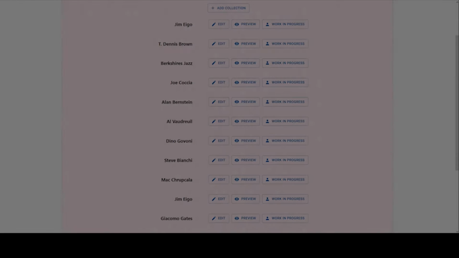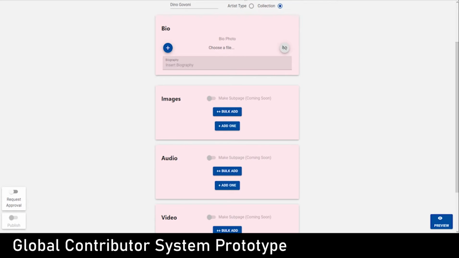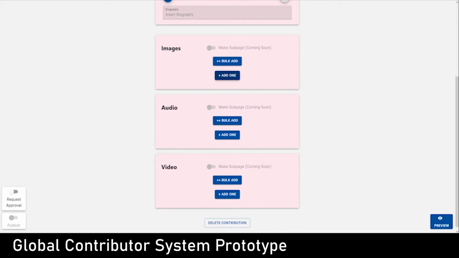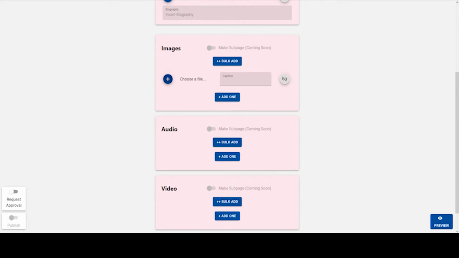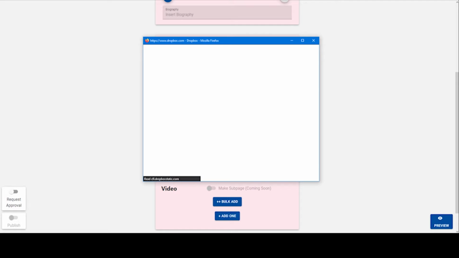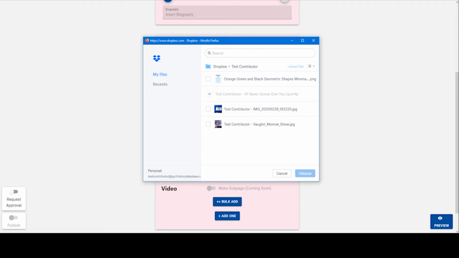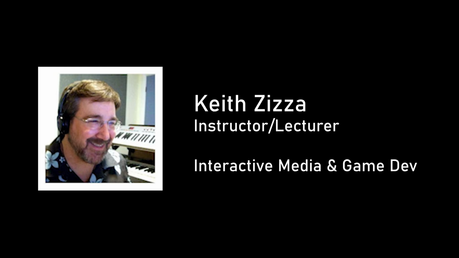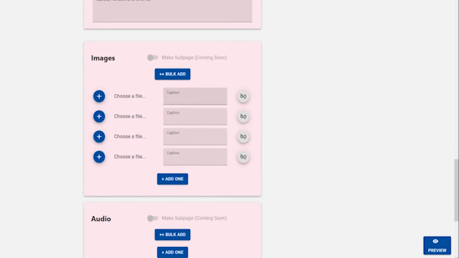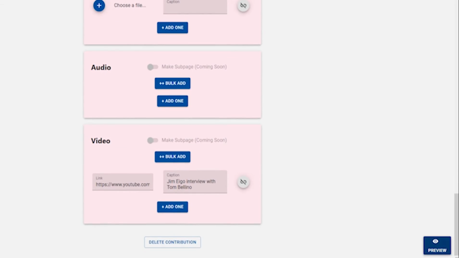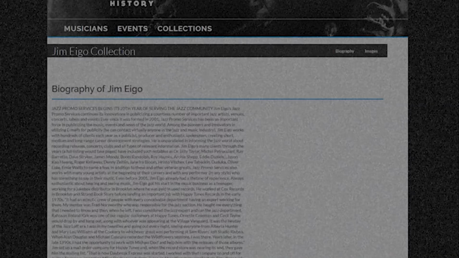Fast forward through a year of development, and we are now wrapping up the core functionality and documenting the new global contributor system as part of our interactive qualifying project, advised by Professor Keith Sizza of the Interactive Media and Game Development Department, a talented and respected musician himself. We hope that contributors from all backgrounds will find our tool to be straightforward and even enjoyable to use.